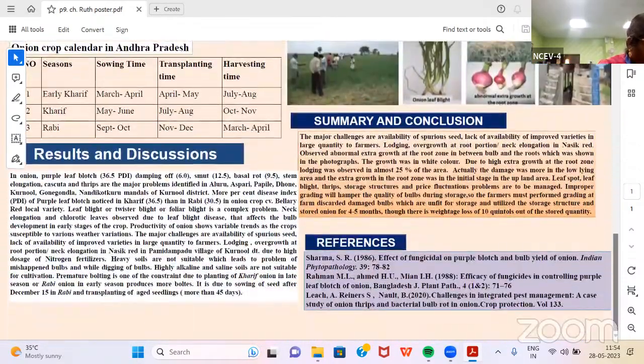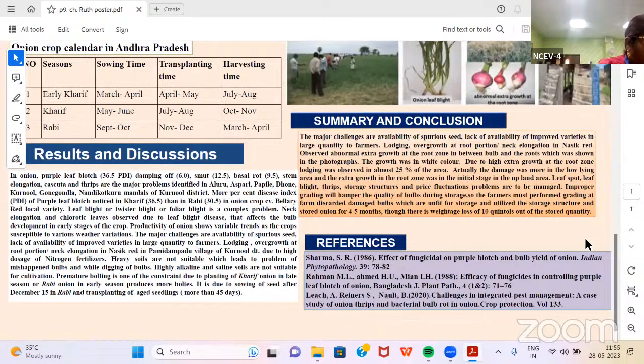Also, in the survey, some lodging and overgrowth at the root portion was observed due to high doses of nitrogen fertilizers, which leads to the problem of misshapen bulbs. While digging bulbs, it is also a problem in black soils, and black soils are not suitable for onion cultivation. Premature bolting is one of the problems in Kharif season.